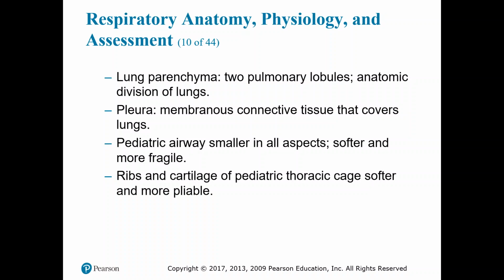The ribs and the cartilage of the pediatric thoracic cage are softer and more pliable. This lack of rigidity lessens the thoracic walls' and accessory muscles' ability to assist in lung expansion during inspiration. As a result, children tend to rely more on their diaphragms for breathing. Always pay close attention to the differences when treating pediatric patients, especially those with respiratory complaints.